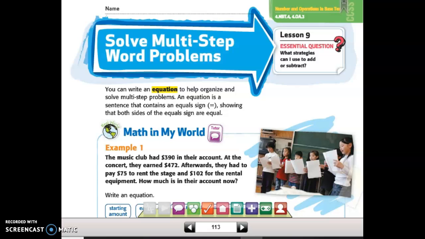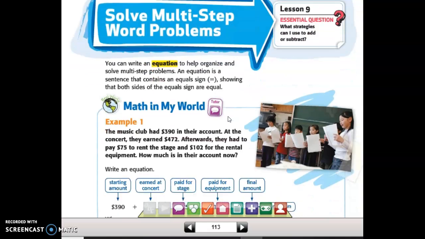Hey, welcome to Chapter 2, Lesson 9. Essential question: what strategies can I use to add and subtract? And today we're working on multi-step word problems. Yay! You can write an equation to help organize and solve multi-step problems. An equation is a sentence that contains an equal sign, showing that both sides of the equal sign are equal.